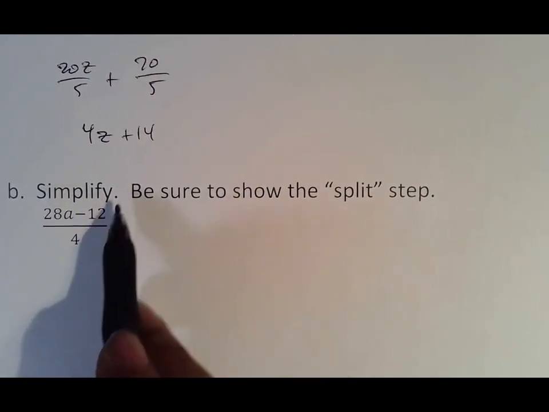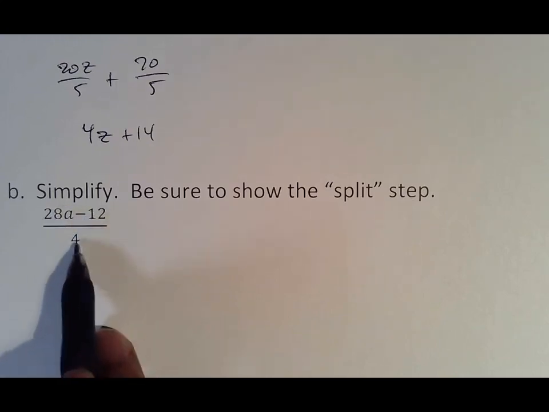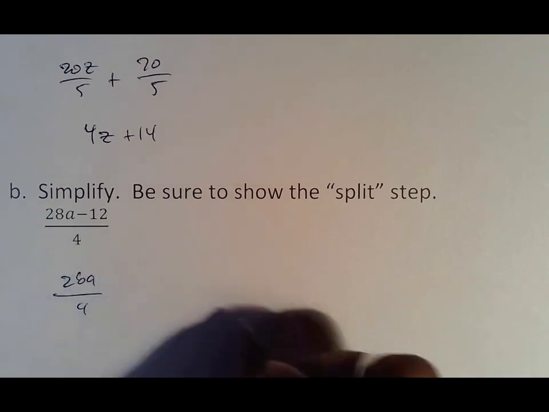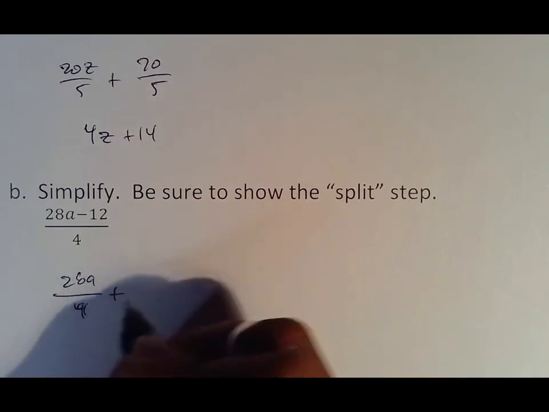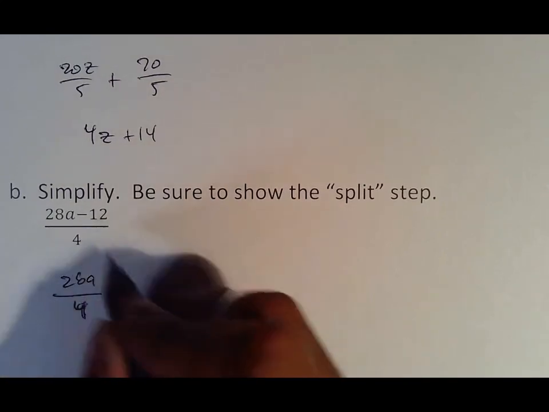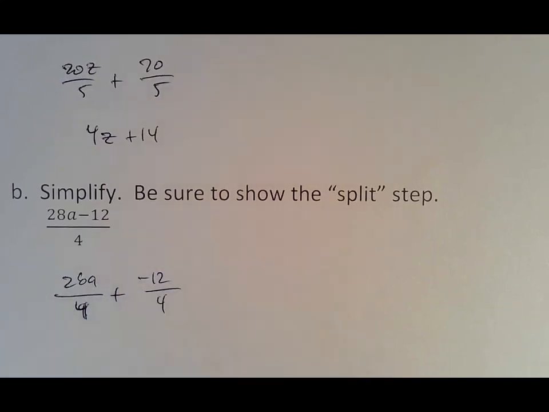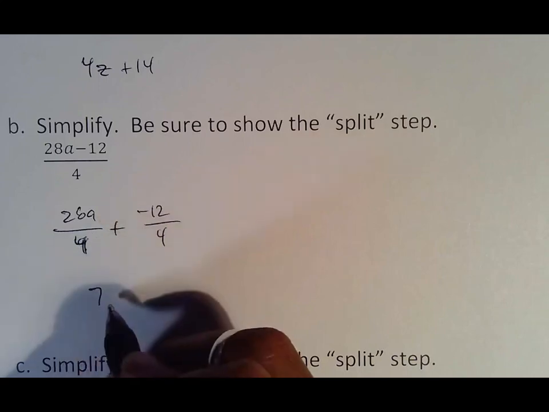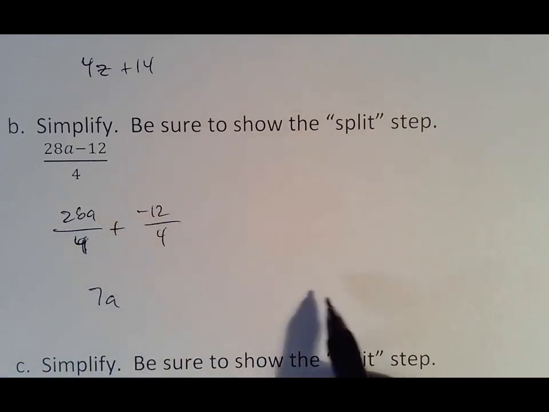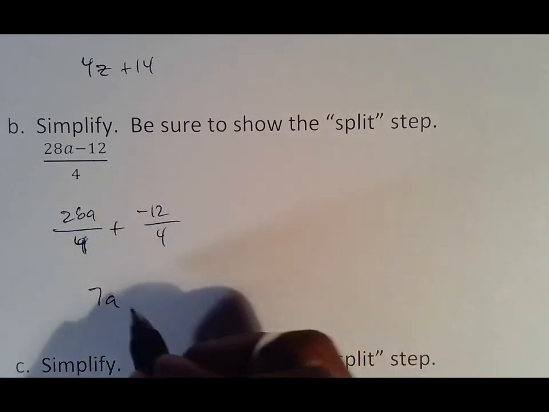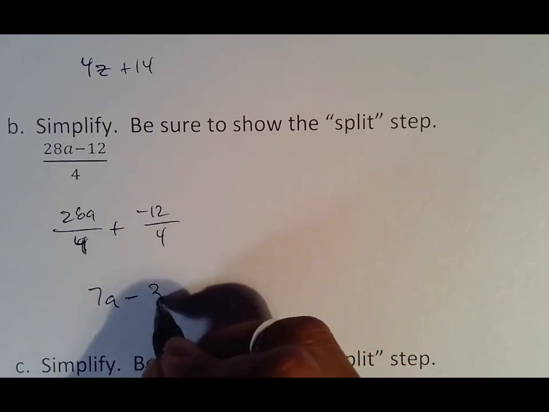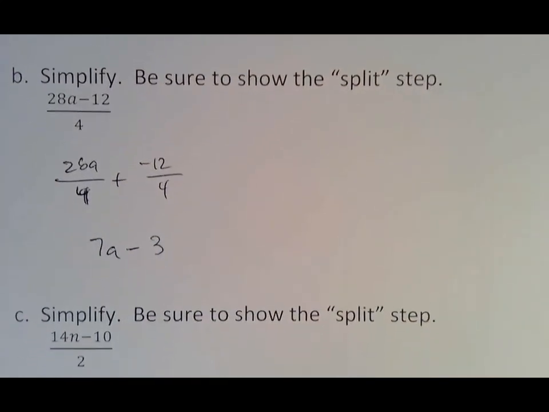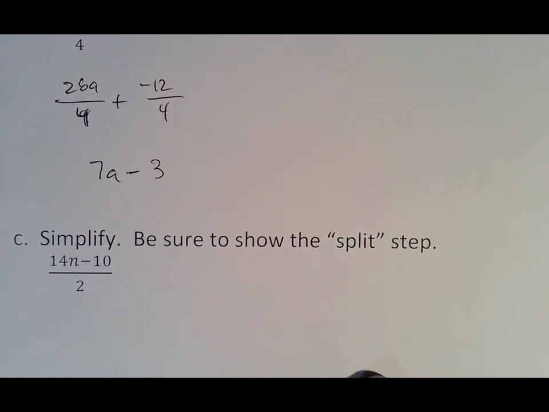Second question, 28a minus 12 all over 4. So the first thing you want to do is split this into 2 fractions by putting 28a over 4. Always use a plus, just like with our distributive property, and then view this as negative 12 over 4. 28 divided by 4 is 7, bring down your a. And just like multiplication, if the signs are different, it's going to be negative, and 12 divided by 4 is 3. And that is your answer.